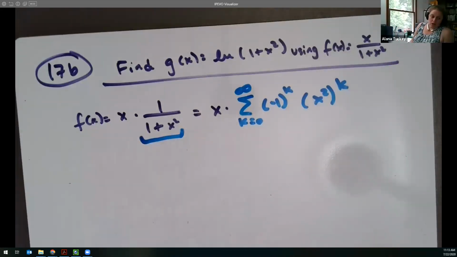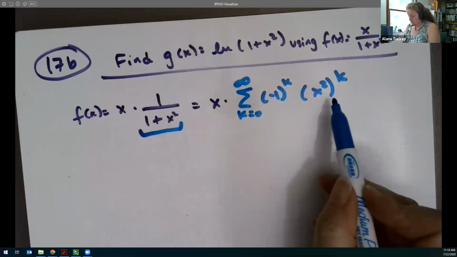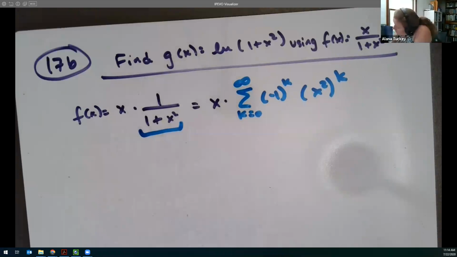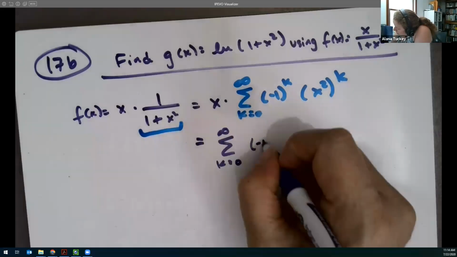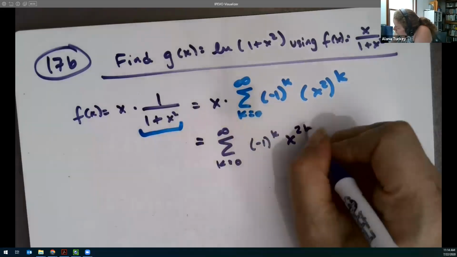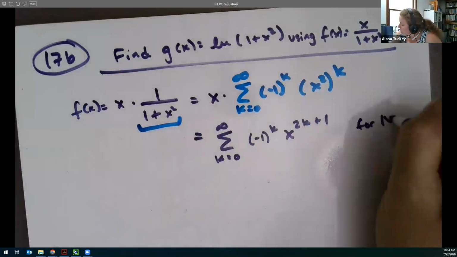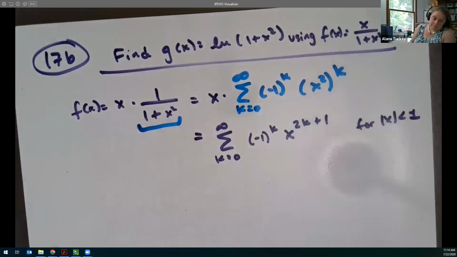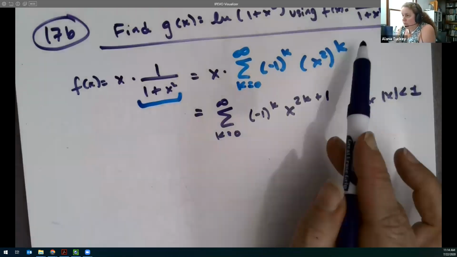Good. And then we're multiplying by another x. So that x here and that x here can combine, and it becomes the series from k equals 0 to infinity, -1 to the k, x to the 2k plus 1. And again, that's for absolute value of x less than 1. So there we have it. I'm going to use that series right here. This is my x over 1 plus x squared, and I'm going to use that to come up with my natural log.